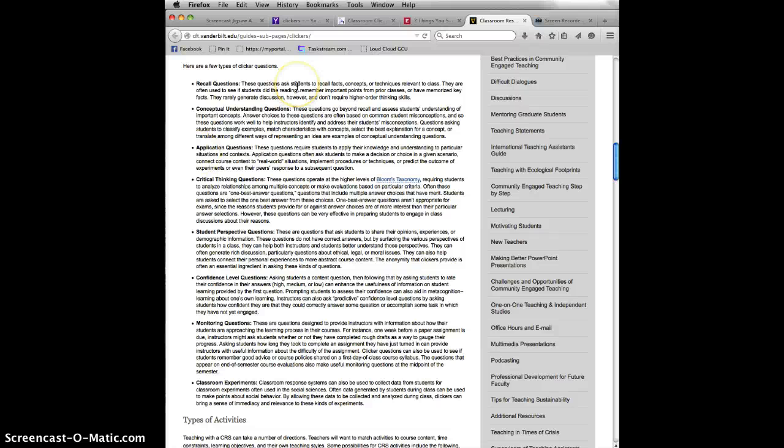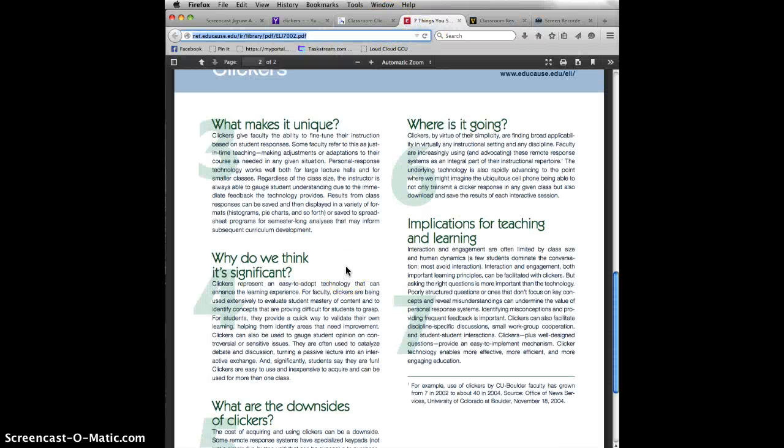Another use comes from EDUCAUSE's learning initiative that states that responses given by students can be used for just-in-time teaching and information for subsequent curriculum development, which means that you can change your lesson on the fly based on the clickers because they give you immediate feedback.